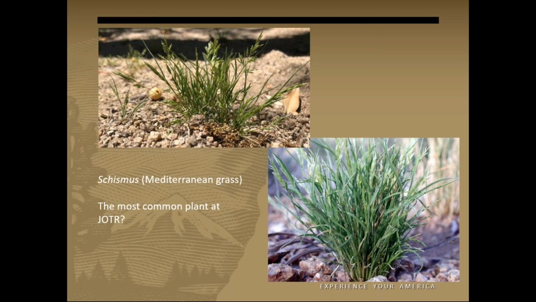It's generally a short grass. It's kind of tufted, and it's everywhere. I would argue that it is probably the most common plant at Joshua Tree, unfortunately. I think we have Schismus growing over probably two-thirds to three-quarters of the park.